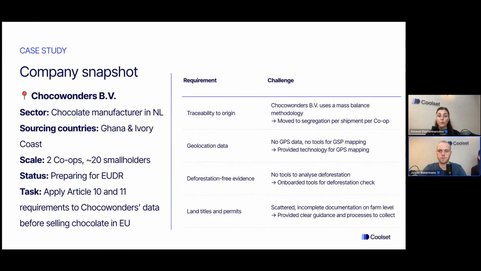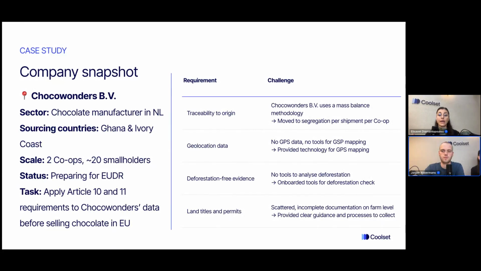Then this company now is preparing for EUDR, and now they have to start applying Article 10 and 11 requirements before selling the chocolate to the EU. On the right side, we see some requirements and challenges that Choco Wonders was facing last time, which was that initially they were not able to trace each product back to the origin, but they switched traceability systems, moving to segregation model per shipment. Then we said that they also didn't have any geolocation data, but by providing technology and GPS mapping, they're now able to get them from the farmers.